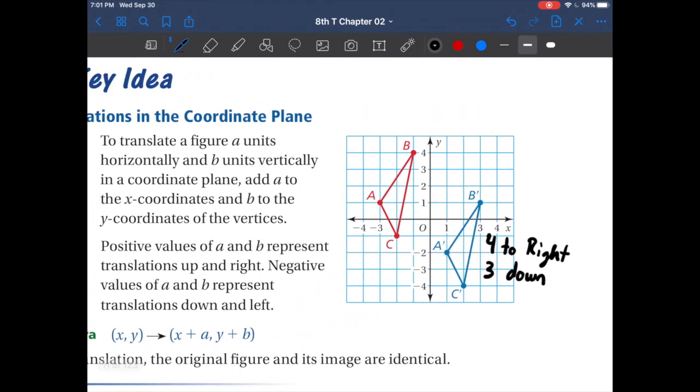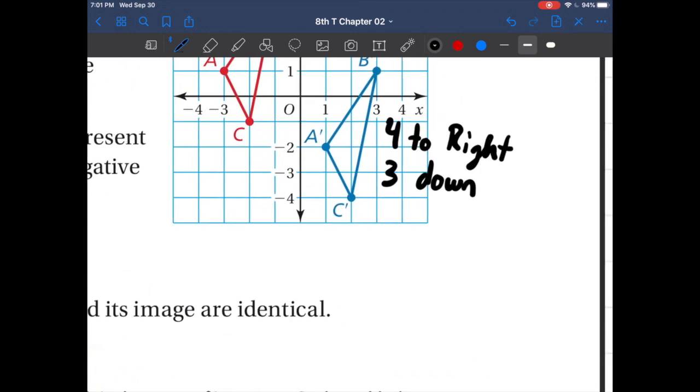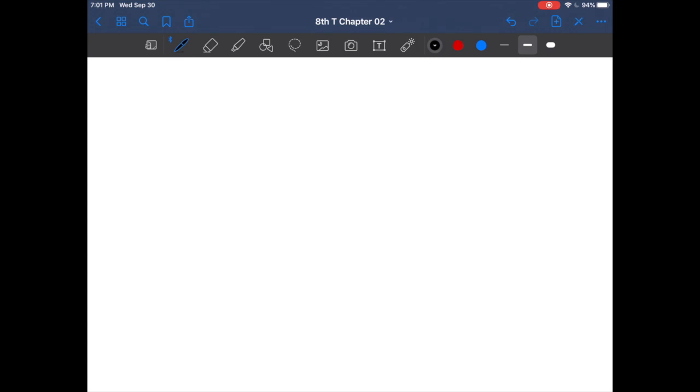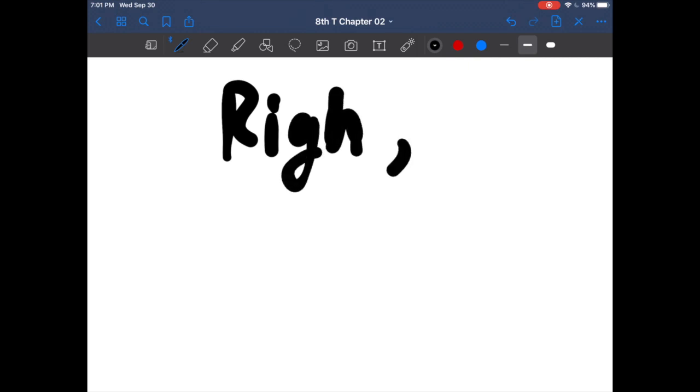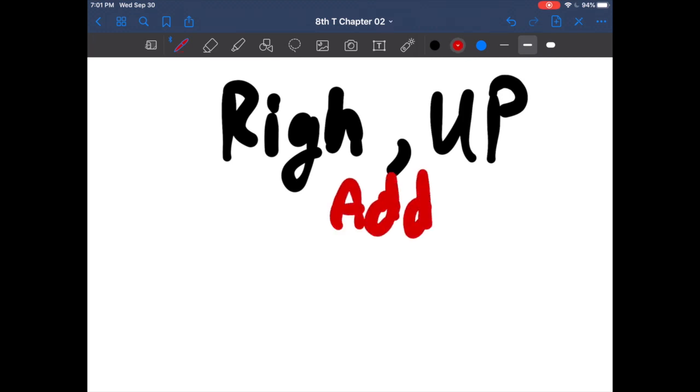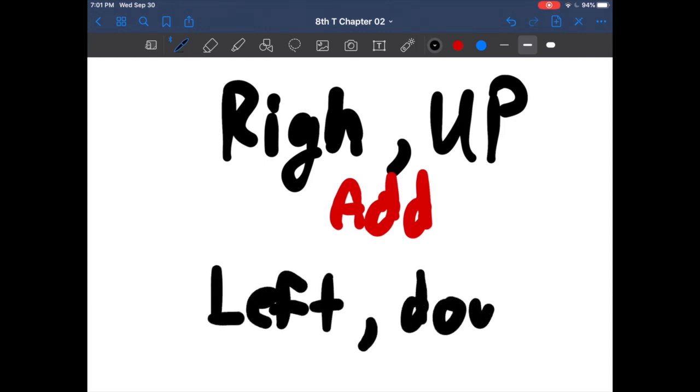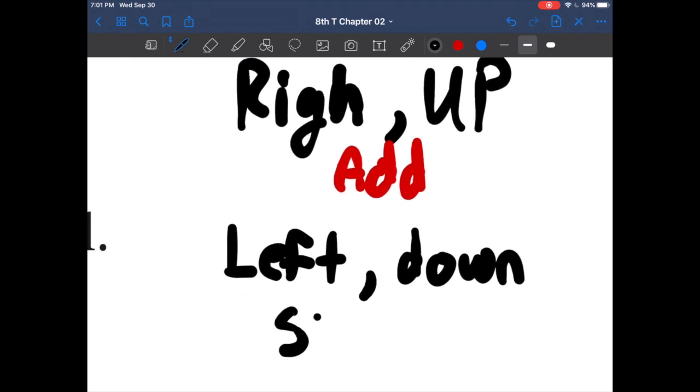Now, that is the visual way to do it. Sometimes it's easier to do it the visual way, but sometimes it's also harder because they probably won't give you the answers. Okay, so I want you to write this down in your notes. This is the easiest way to remember it. We always go right and left first, right? So if we go to the right, or if we go up, we add. To the right and up, we add. And if you go to the left and down, you subtract.